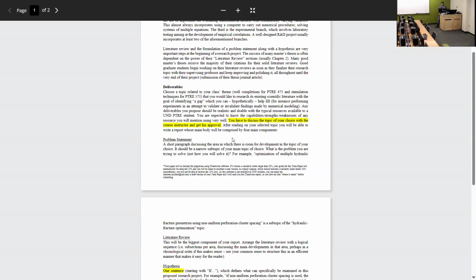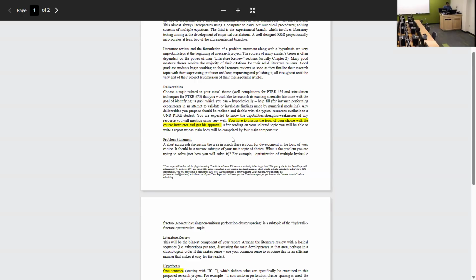I will try to adjust a little bit, and make sure that it's something that has the potential to become a good term paper. So yeah, you need to be very pragmatic and realistic with this stuff.